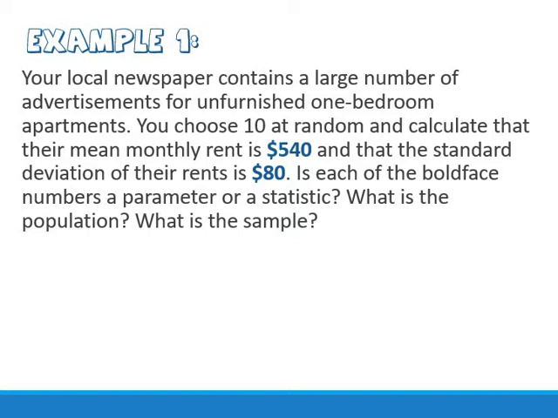Okay. So you choose 10 at random, and I would say that's going to be your sample. The ones you actually collect data from is your sample. So the 10 apartments that you randomly collect the data on. Their mean monthly rent is $540. That's a statistic because it's taken from those 10. And the standard deviation is taken from those 10. So both of those numbers are statistics.